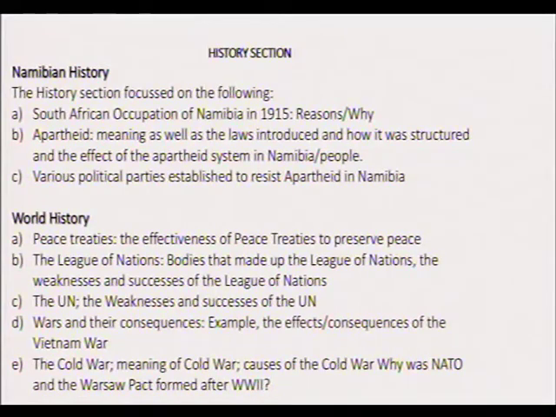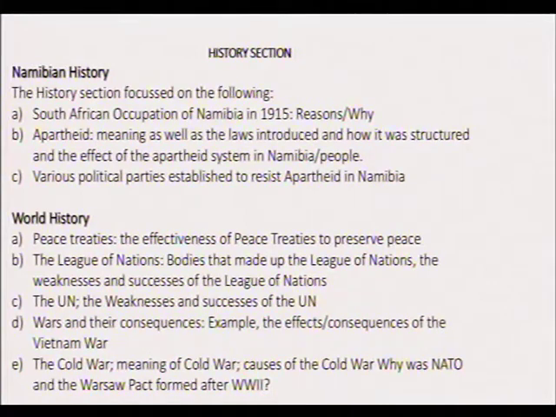Now, the Namibian history section focuses on the South African occupation in 1915. You need to explain the reasons why South Africa occupied Namibia in 1915. So they didn't do it just out of free will. There are reasons why it happened.